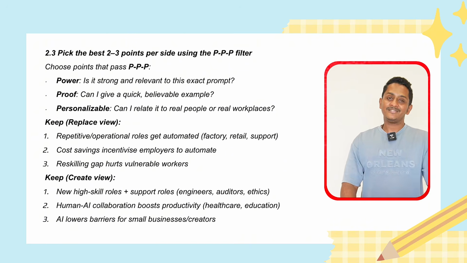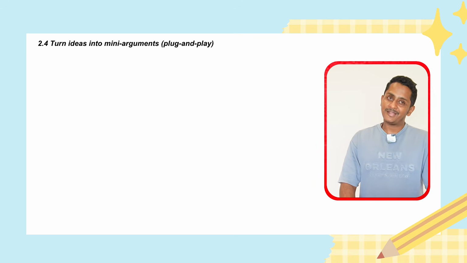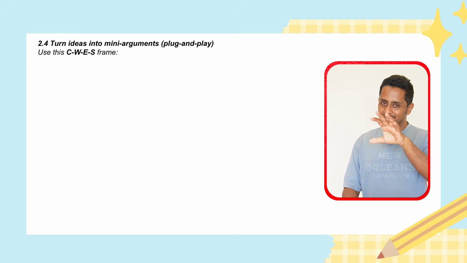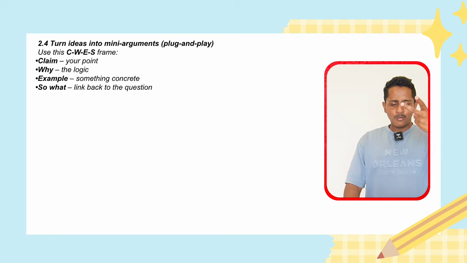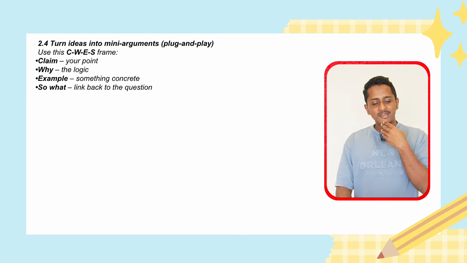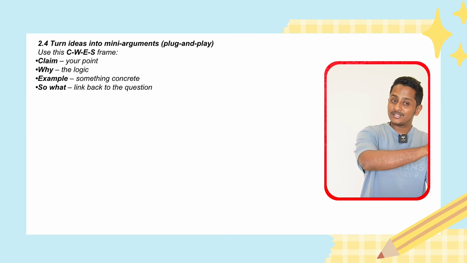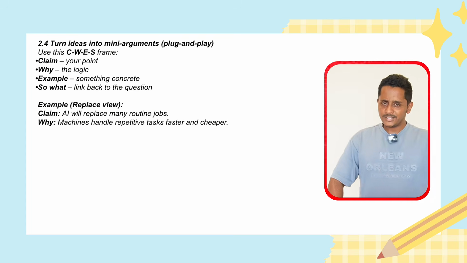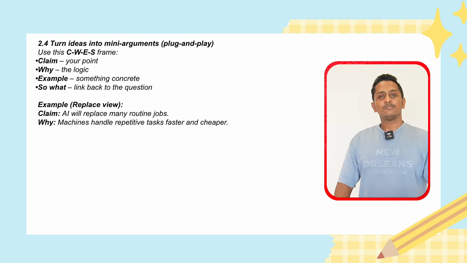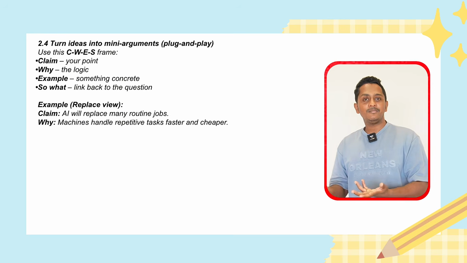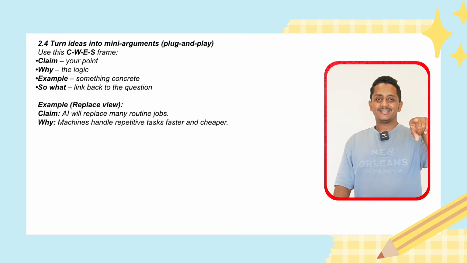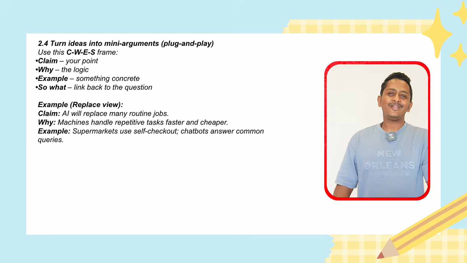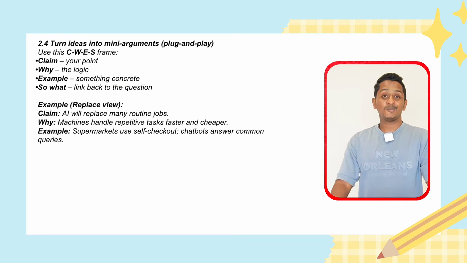Now the next step is to turn your ideas into mini arguments using plug and play. The earlier one was PPP. This is CWES. Just remember it, it's very, very important. Claim, why, example, so what. Now claim the point. What is your first point that you took? Just now we wrote AI will replace many repetitive, routine jobs. That's your claim, right? That's the main idea. Why? Supporting idea. Machines can handle repetitive tasks faster and cheaper without getting tired. Example: supermarkets use self-checkout, chatbots, very quick. If you keep humans there, it will not be possible to be that quick.